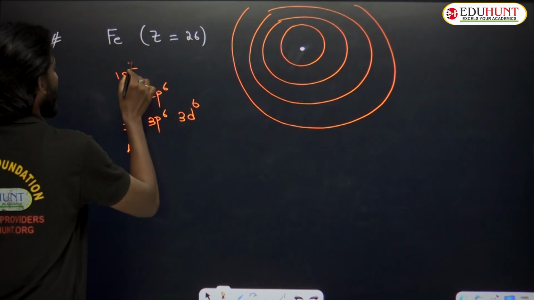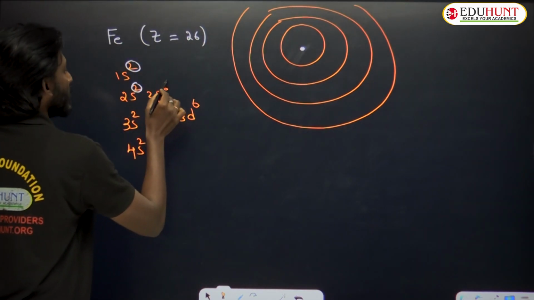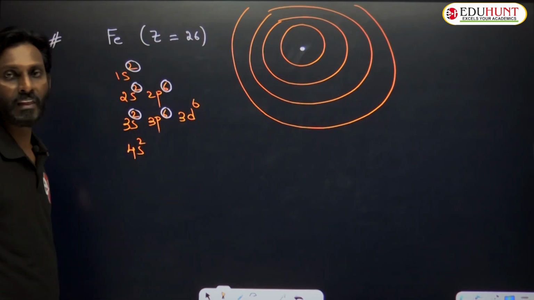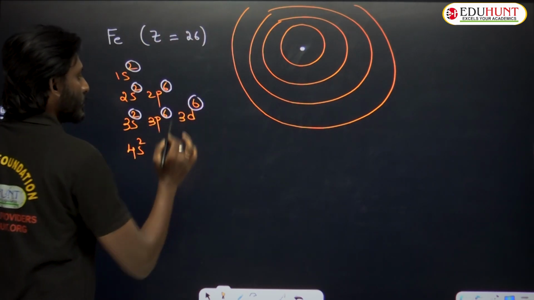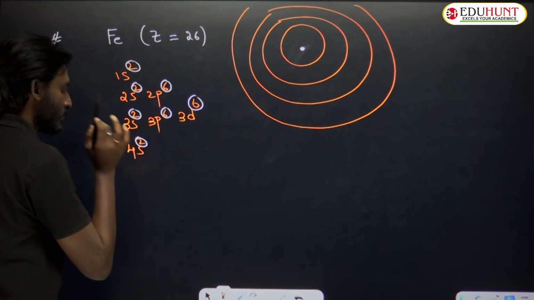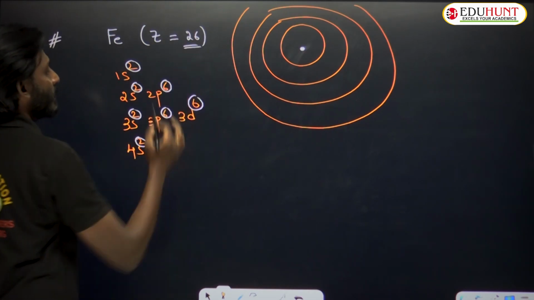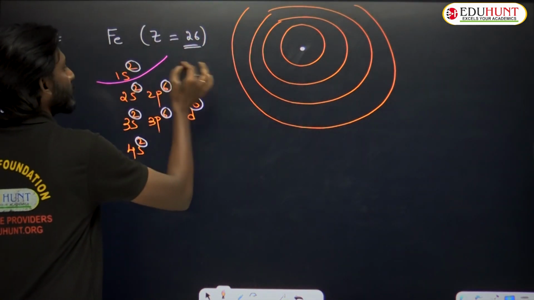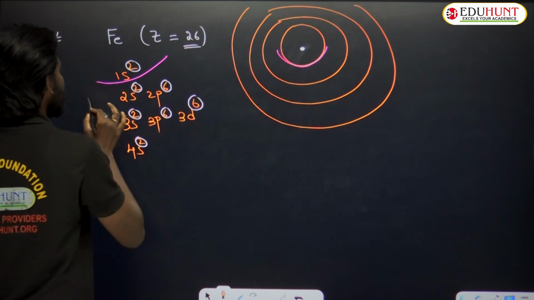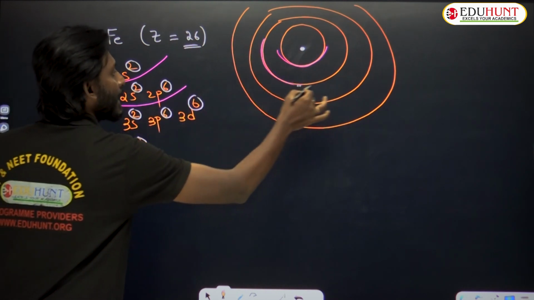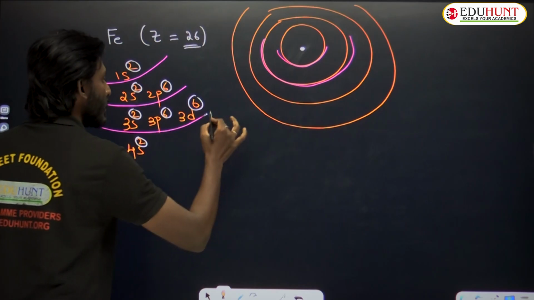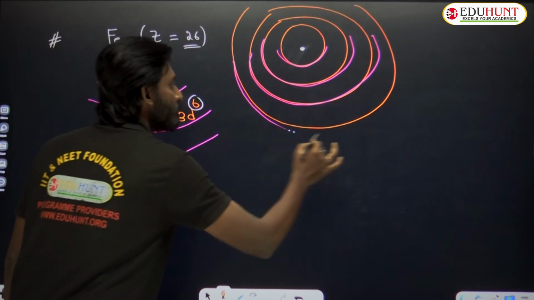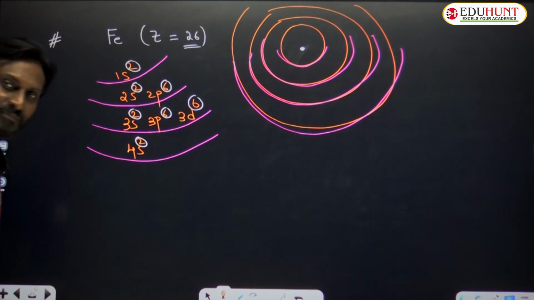Okay, 1, 2, 2 plus 2, 4, 4 plus 6, 10, 10 plus 2, 12, 12 plus 6, 18, 18 plus 6, 24, 24 plus 2, 26, a total of 26 electrons. And what are the respective shells? First shell, second shell, third shell, fourth shell.